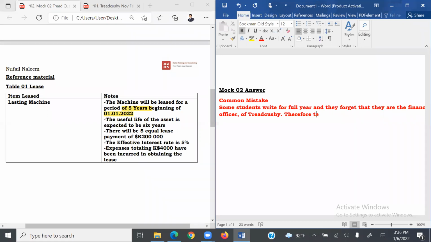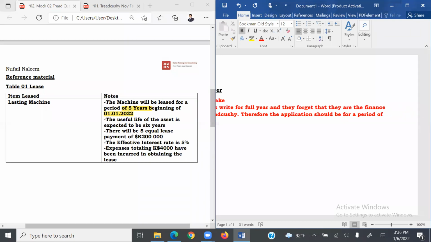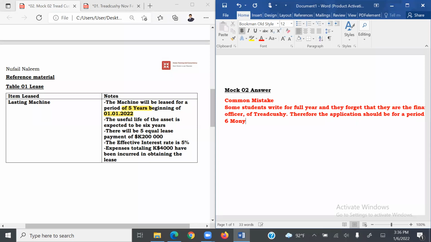Therefore, the application should be for a period of how many months, students? 6 months only. There can be dates anytime, students. You can't memorize the dates, but just remember one thing, you need to be very careful with this. The useful life of the asset is expected to be 6 years. There will be 5 equal lease payments of K dollars 200,000. The effective interest rate is 5%. Expenses totaling 4,000 have been incurred before obtaining the lease.